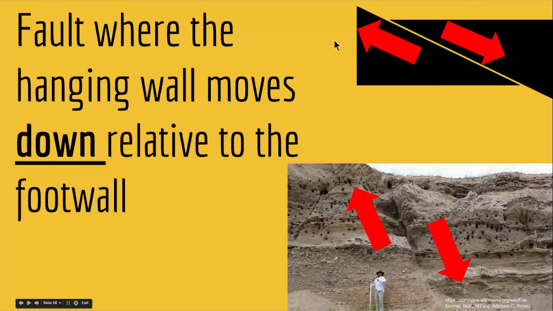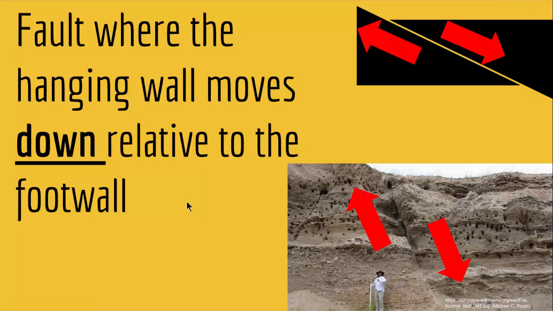So footwall goes up, hanging wall goes down in normal faults. As you can see in this picture, the footwall went up and the hanging wall went down, because if you stand right here, this part will be over your head and this part will be under your feet. This part went up and this part went down. As you can see, this strata is right here and this strata is right there. So this one went down and this one went up. This is called a normal fault.